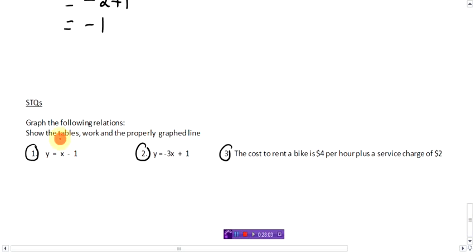When you show this to me, make sure that the tables are filled in. You've got some work, at least 2 steps, and that the line is properly graphed with the arrows on either end and it being labeled on the graph. Do it on the same graph if you want, as the graph paper you're given, or on the back, however you want to do it. Don't waste graph paper. Okay, and this one you have to translate into an equation.